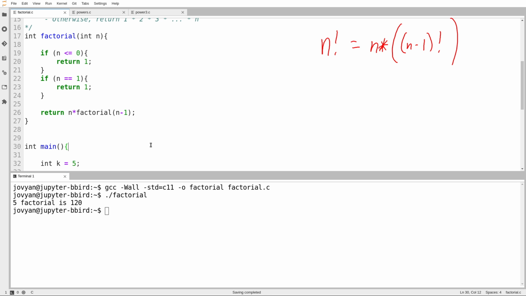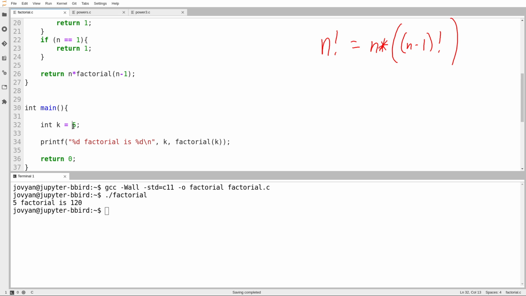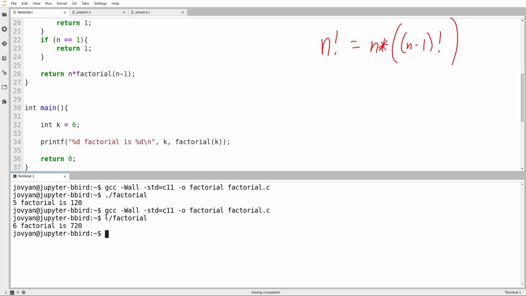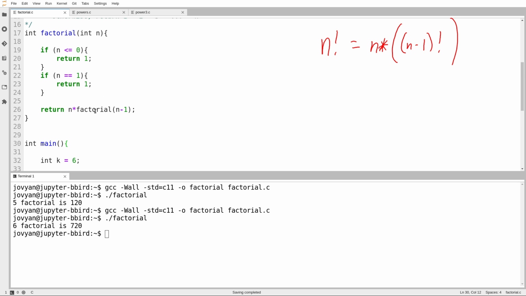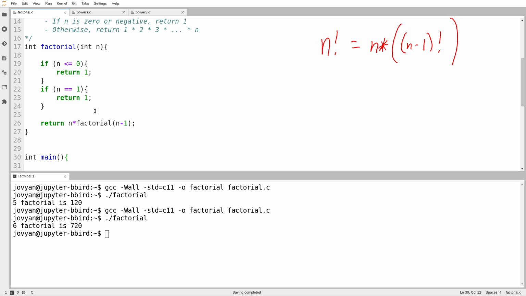5 factorial is 120. Let's try 6 factorial. 6 factorial is 720. And you can go verify that's correct. That is, in fact, equal to 120 times 6. And so what I did was I wrote a repetitive process, 1 times 2 times 3 times 4 times 5, without using a loop. Instead, I used a function that called itself.